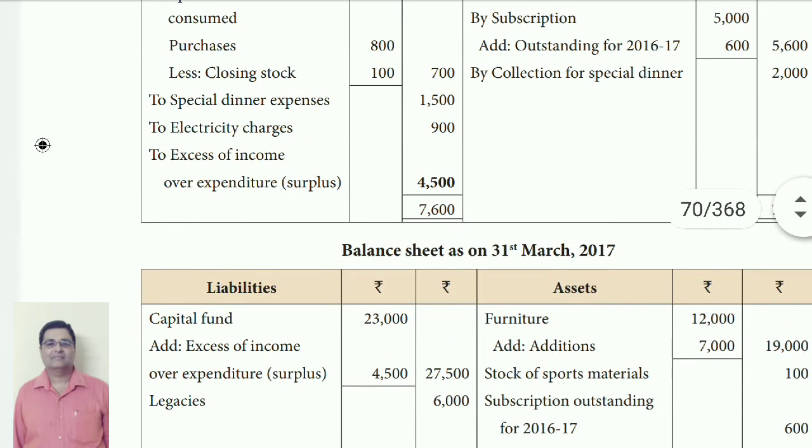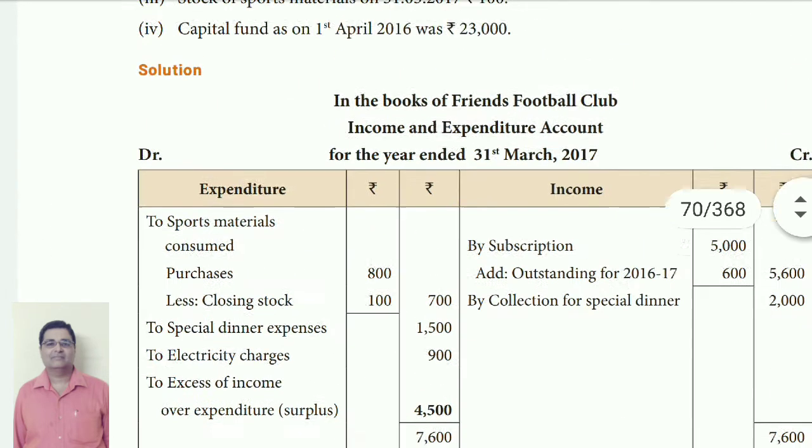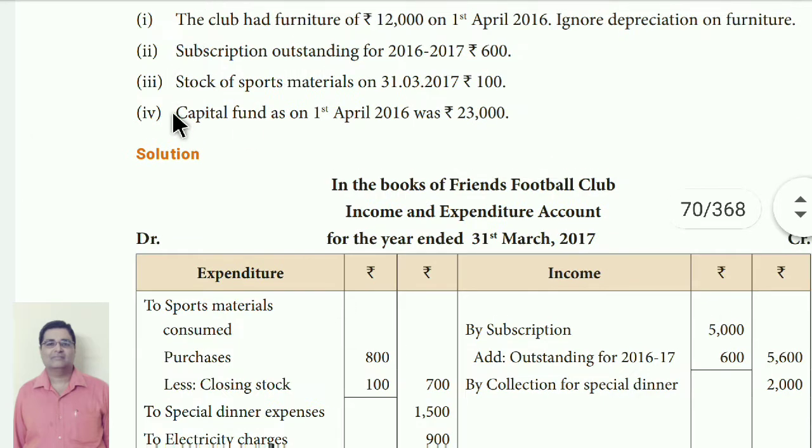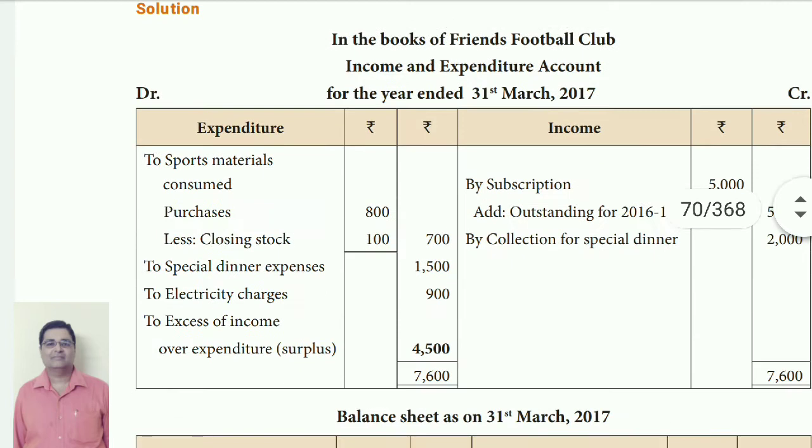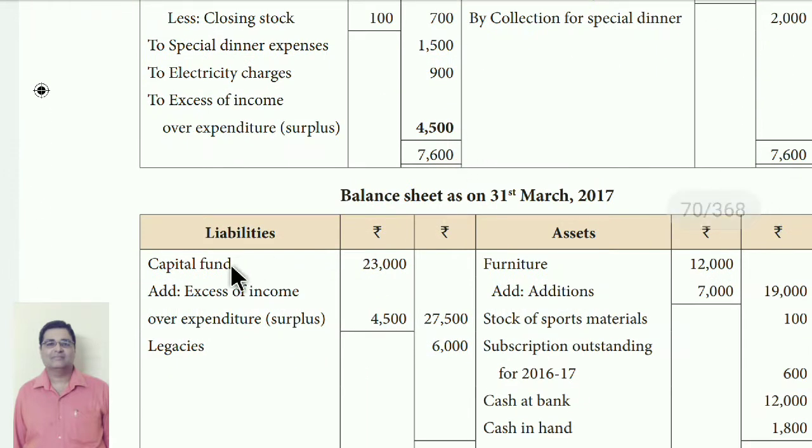Next we move on to the next adjustment, capital fund. The last adjustment, capital fund 23,000. Capital fund is given already, so no need to prepare the opening balance sheet. So this capital we have to write on the liability side in the inner column. So capital fund rupees 23,000 in the inner column.